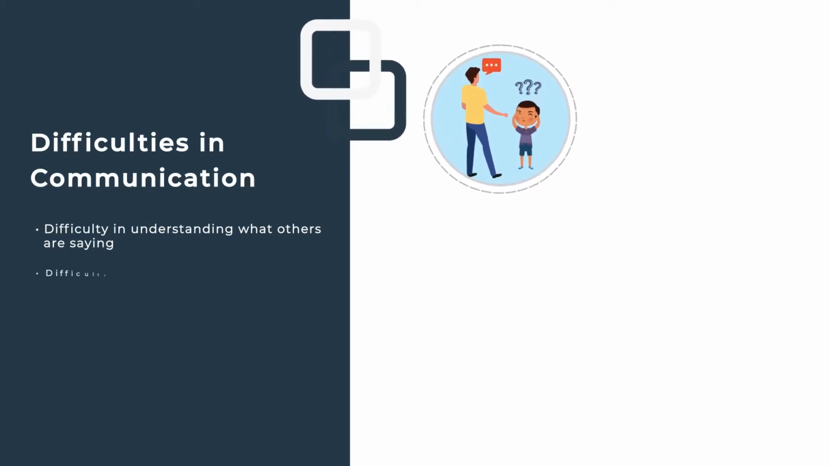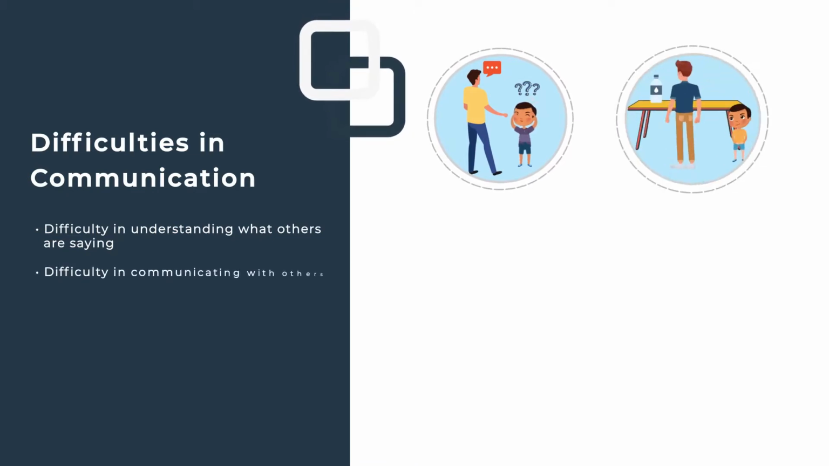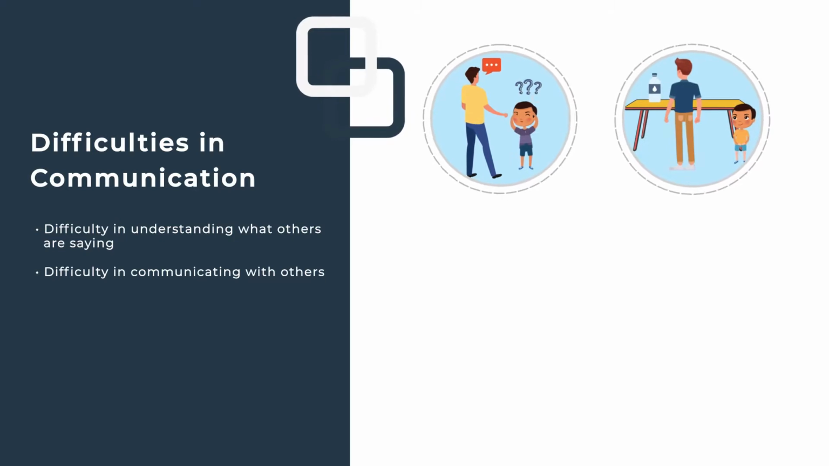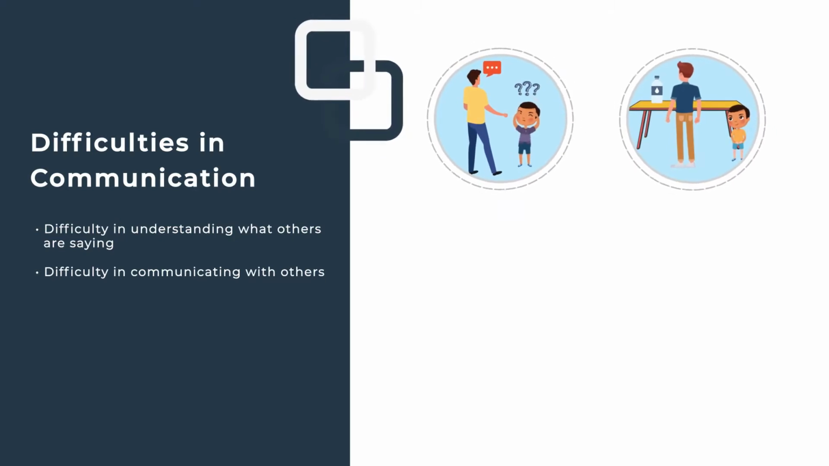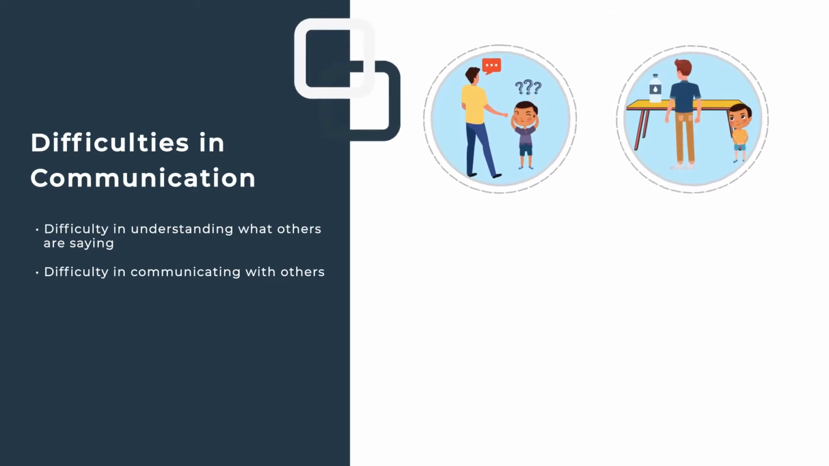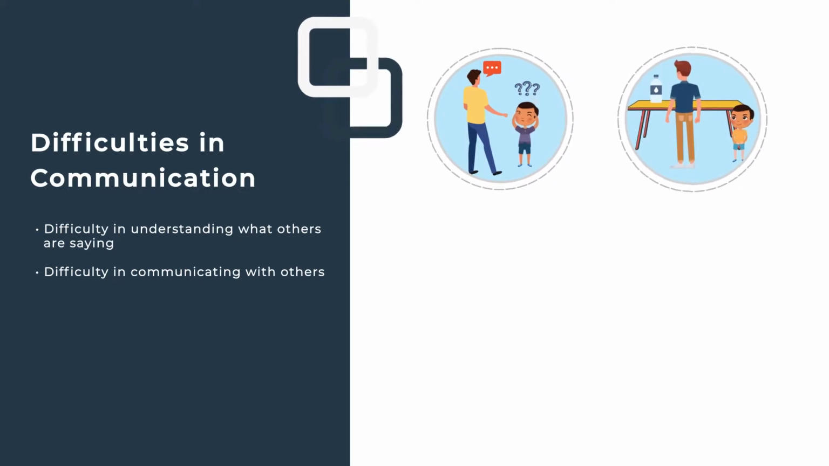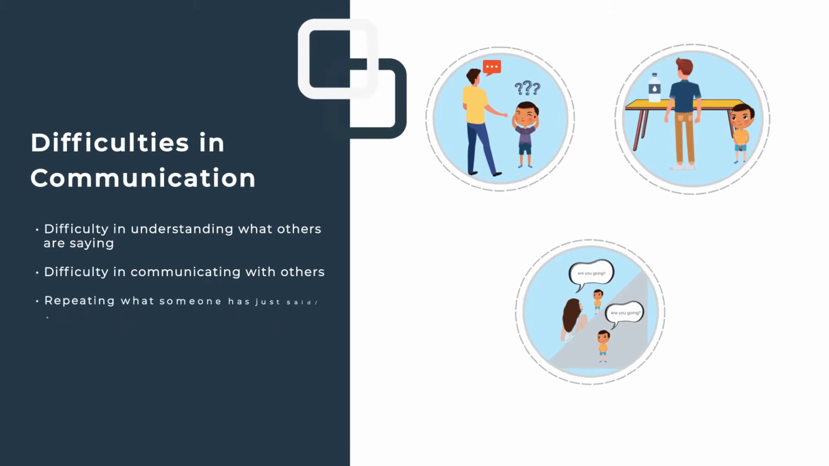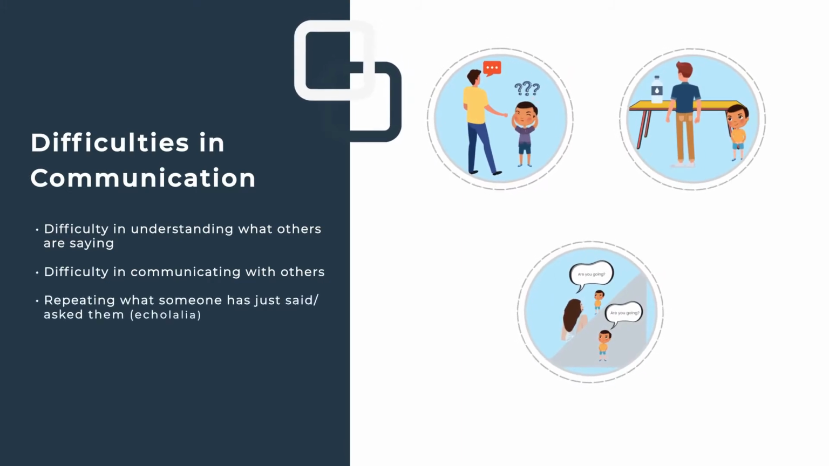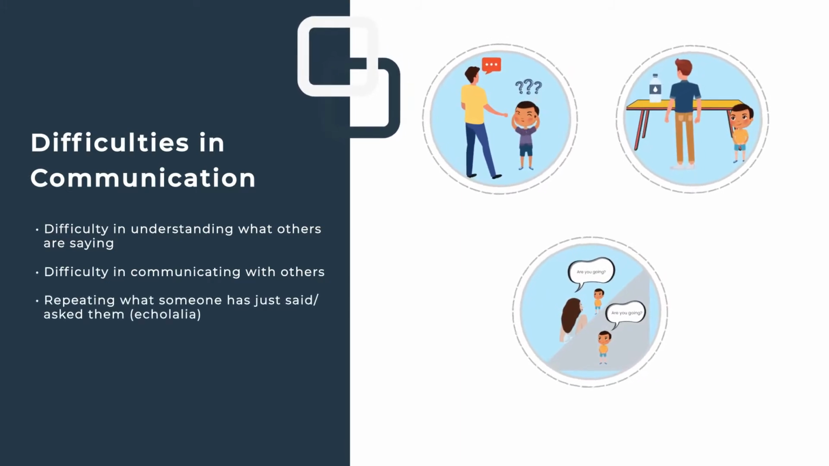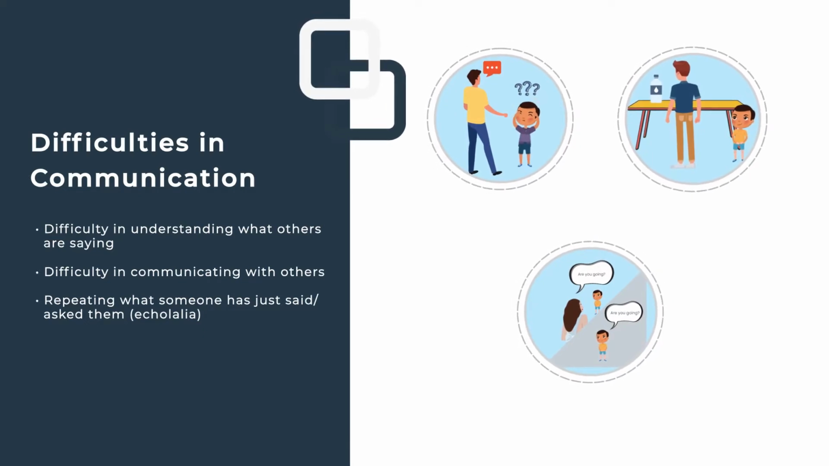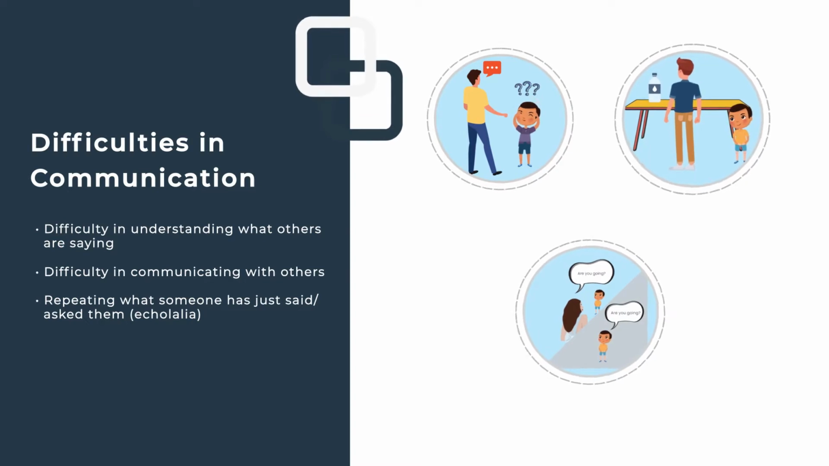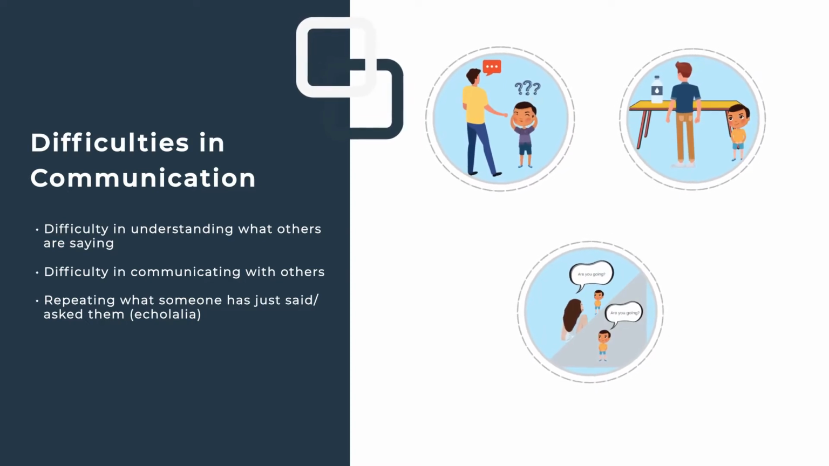They will have difficulty communicating with others. For example, the child might not know that he can use the word water, which he has already learned earlier, to communicate and ask for water when he needs it. And some children will have echolalia, that is, repeating what someone has just said. That is, when someone asks the child, what did you eat for lunch? The child will just repeat the word lunch without giving an appropriate answer to it.